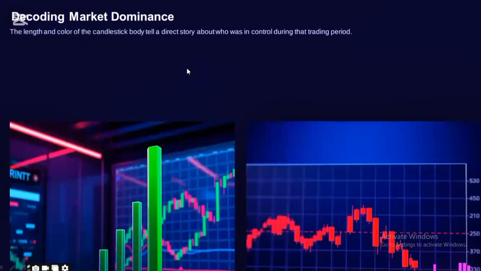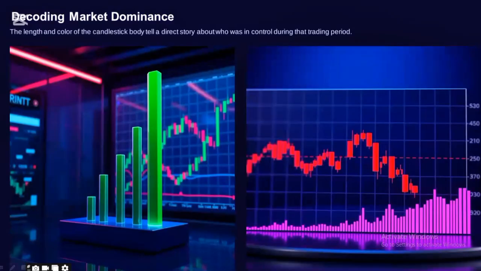So, decoding market dominance. Now, the length and the color of the candlestick's body tells a direct story about who is in control during that trading period. This is pretty basic. Today, if there is time, we'll move into the more complex ones, but it's not really complex. It's just understanding the psychology behind each of these candlesticks. As simple as this. This candle here denotes bullish presence or bullish dominance.